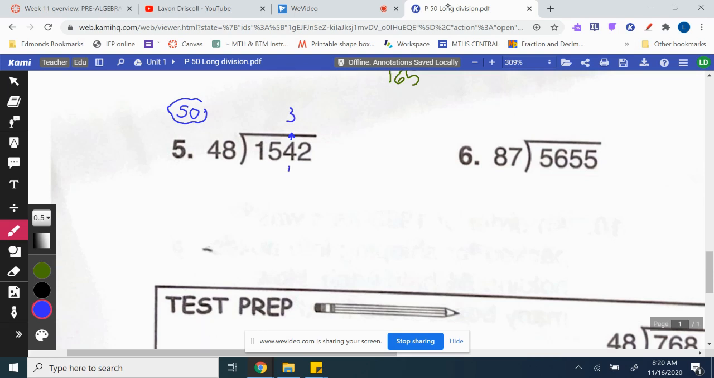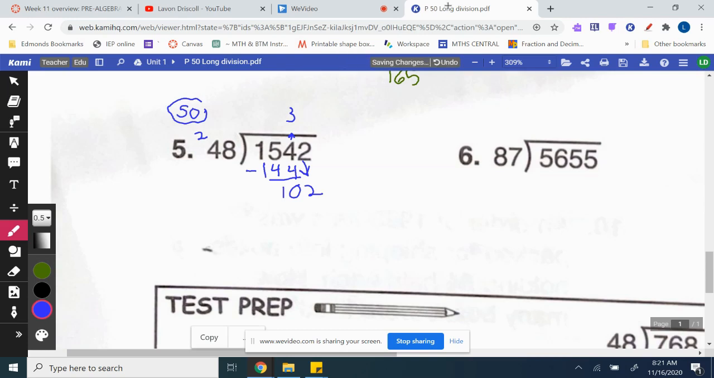3 times 8 is 24. Carry my 2. 3 times 4 is 12, plus 2 is 14. I subtract. This number is smaller, so I'm good to subtract right now. 4 minus 4 is 0. 5 minus 4 is 1, and 1 minus 1 is 0. Sweet. My number is smaller, so I'm going to keep going. I'm going to bring down my 2 now.